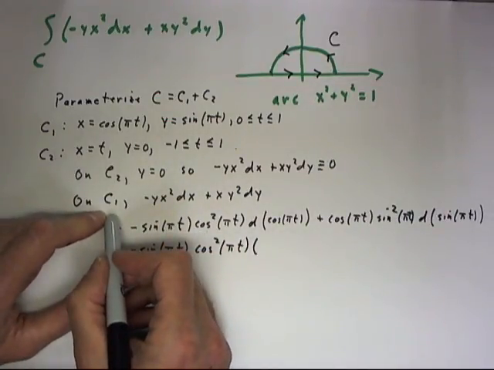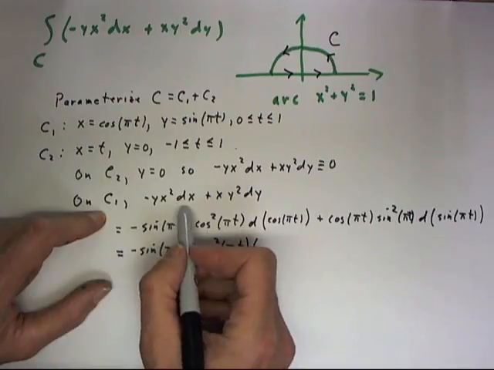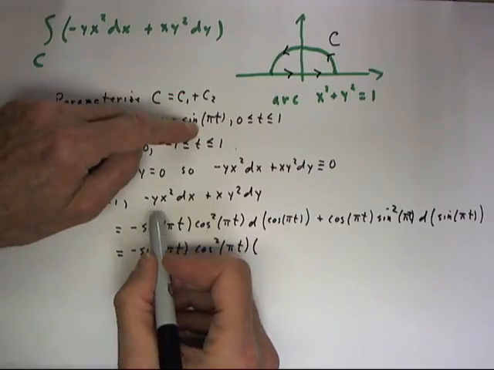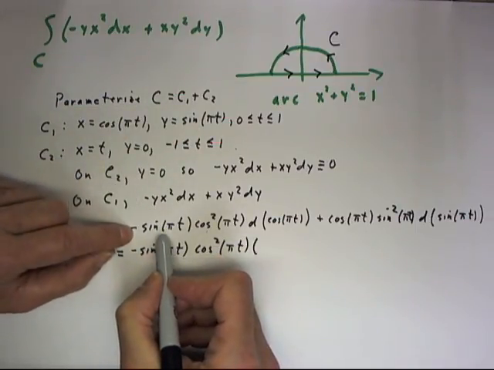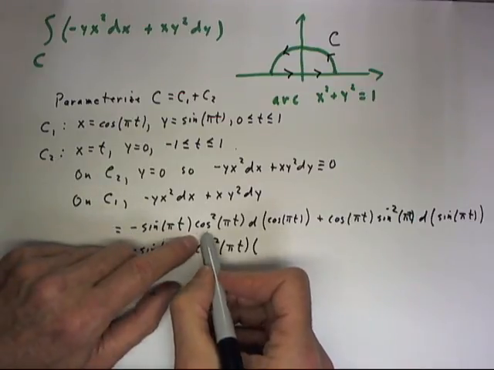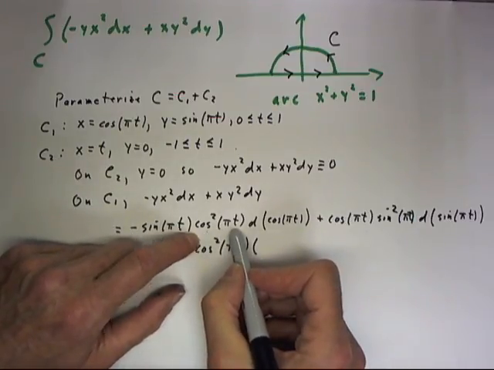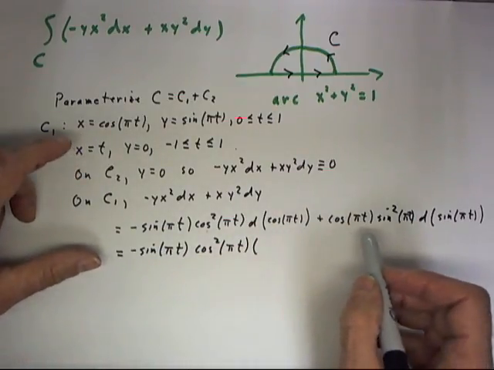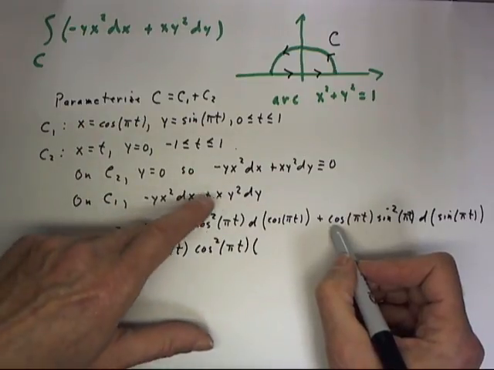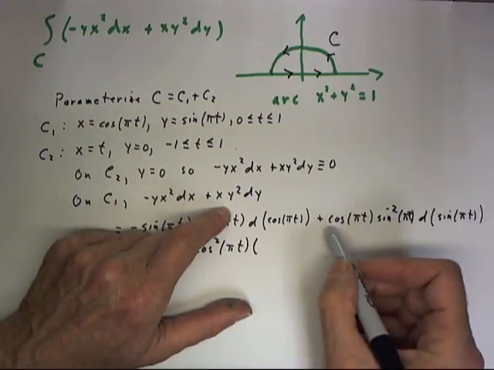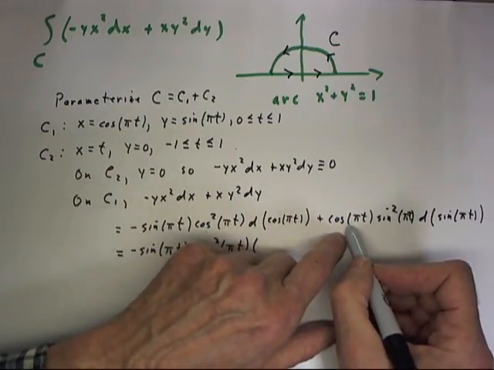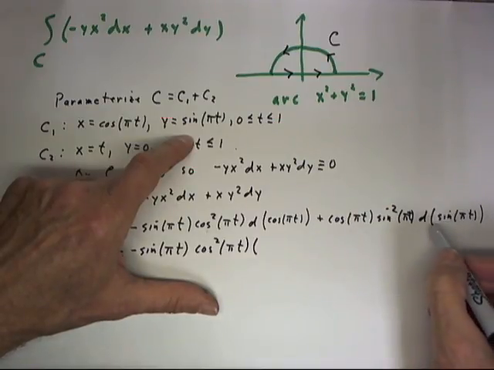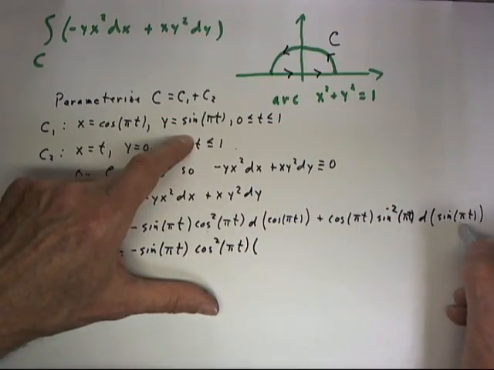On C1, negative y x squared dx plus x y squared dy equals what? Well, y is the sine of pi t. We have the negative. X is the cosine of pi t, so we have the cosine squared of pi t. And then we have dx, which is the differential of cosine of pi t. The x y squared dy term is similarly obtained. X is cosine of pi t. Y is the sine of pi t. Y is squared, so that's going to be squared. And our dy becomes the differential of sine of pi t.